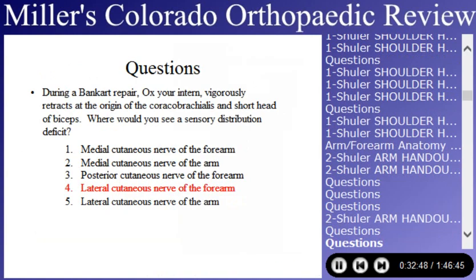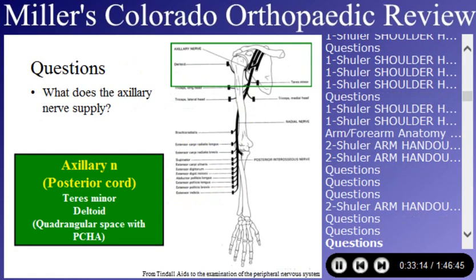Bankart repair, oxyure intern. You already know you're in trouble when oxyure intern is retracting vigorously at the origin of coracobrachialis, short head of the biceps. Where would you see a sensory distribution deficit? He's now stretching the musculocutaneous nerve, so the lateral antebrachiocutaneous, so where? Lateral cutaneous nerve of the forearm. And the reason why they get you there, you've been calling it lateral antebrachiocutaneous, it's also known as lateral cutaneous instead of lateral arm. Axillary nerve, what is the supply? Teres minor, deltoid. Don't forget it travels the quadrangular space.